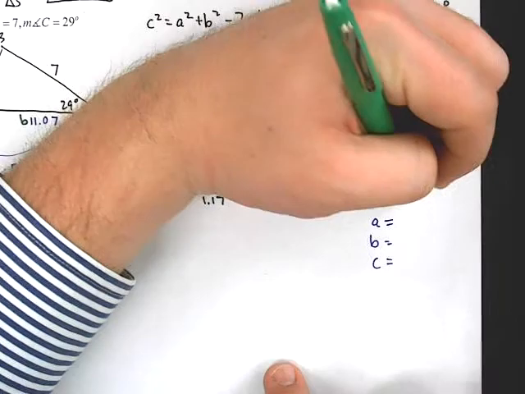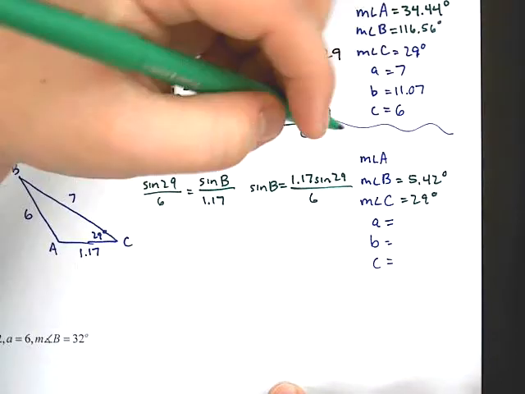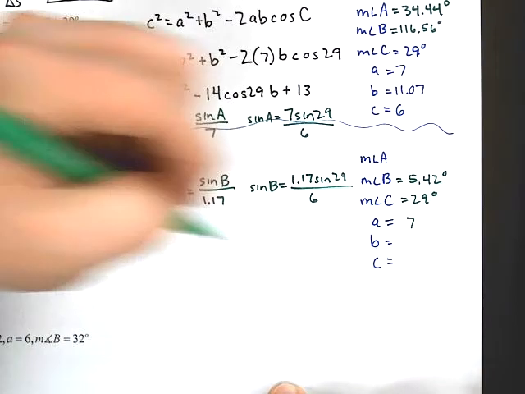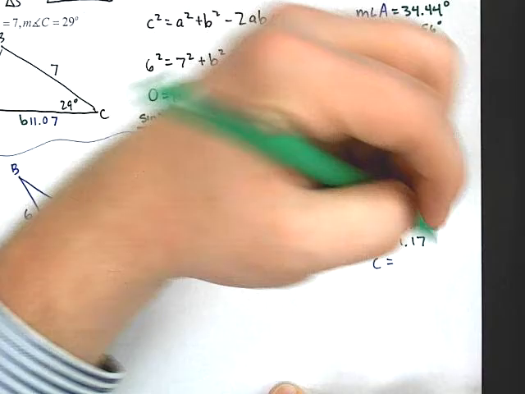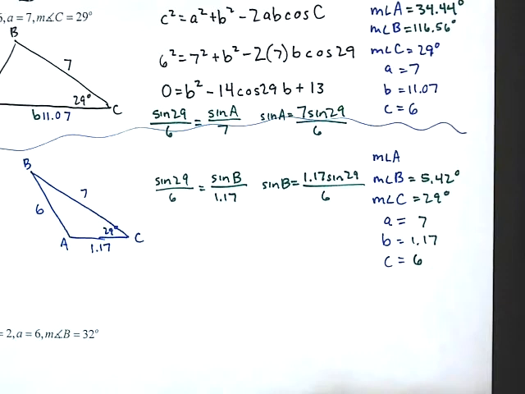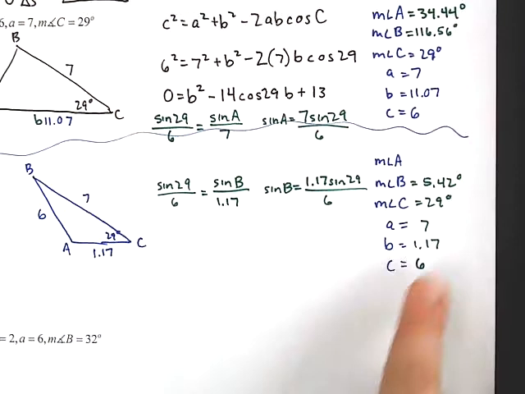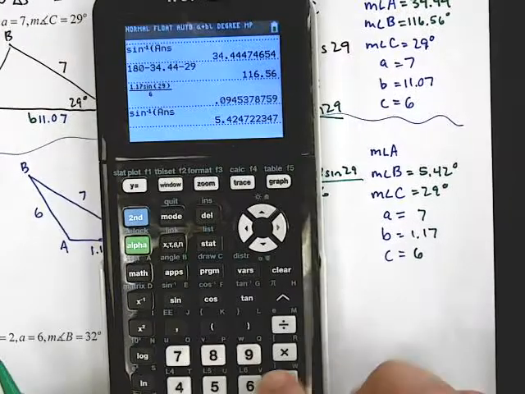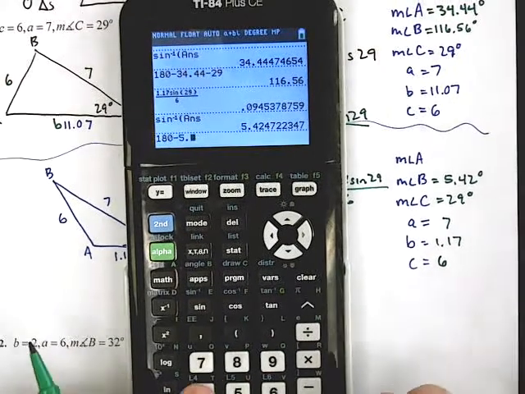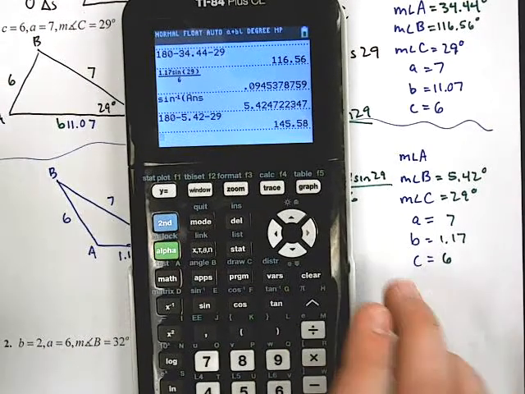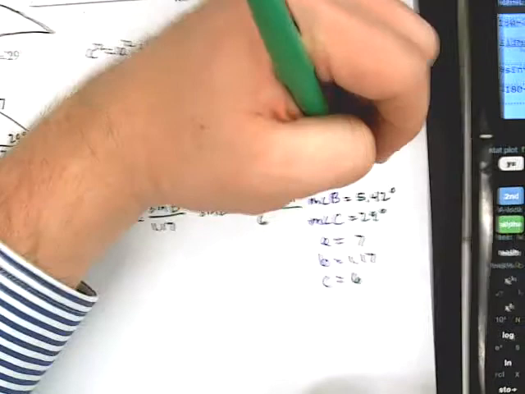5.42 degrees. Sorry guys, I should finish this up. A was 7, B was 1.17, and C was 6. So lastly, now that I have my two angles, I can go ahead and take them away from 180, and I get 145.58.